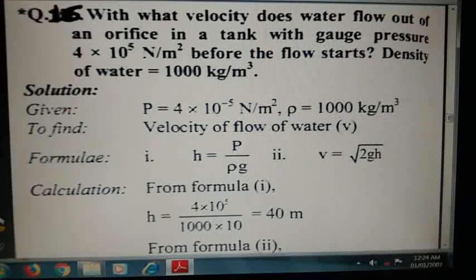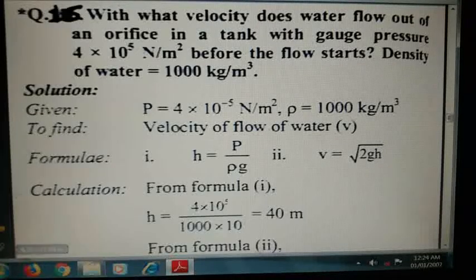With what velocity does water flow out of an orifice in a tank with a gauge pressure 4 into 10 to the power 5 Newton per meter square before the full flow starts? Density of water is given 1000 kilogram per meter cube. Here given pressure P equal to 4 into 10 to the power 5 Newton per meter square, density equal to 1000 kilogram per meter cube. Here we have to find out velocity of flow of water, that means V.